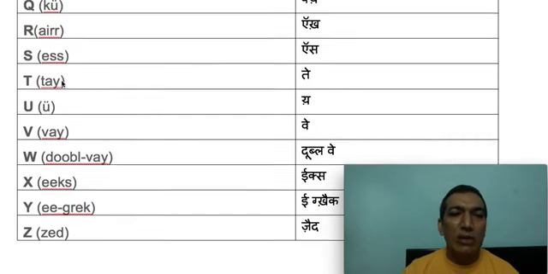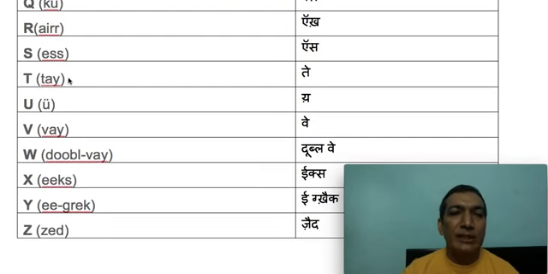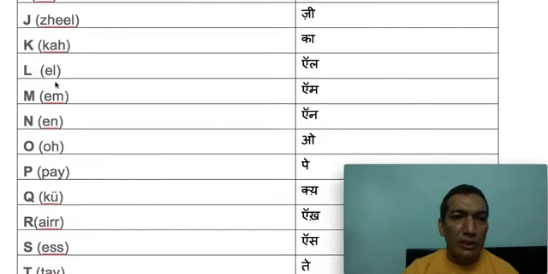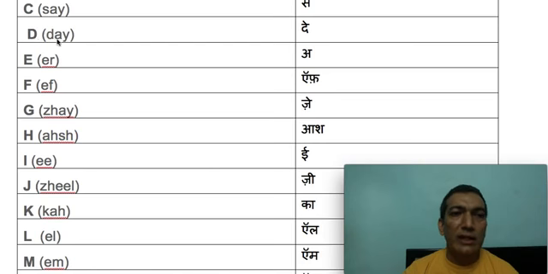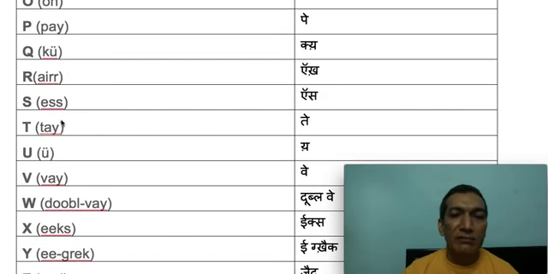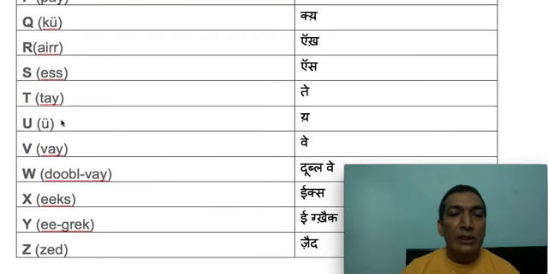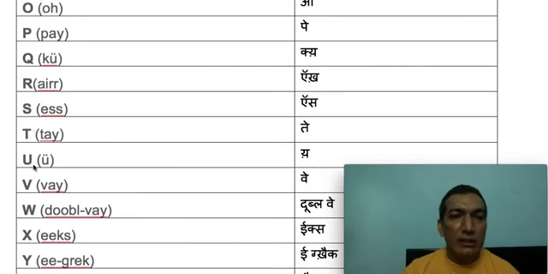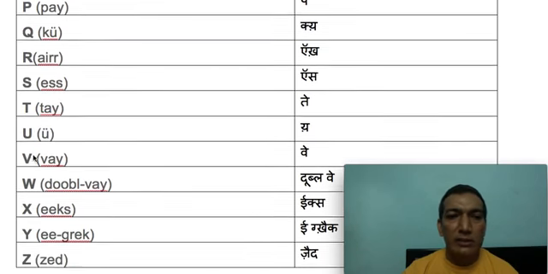So the next letters are S, T. One thing I forgot to tell you: when we pronounce D and T, it is different, or we can say softer, than in English. The second letter after Q is U. We will learn that later.